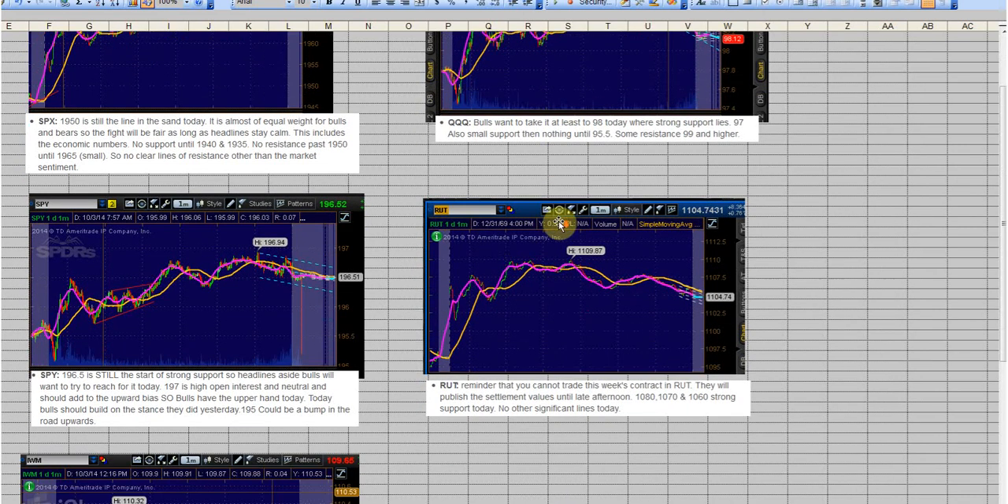The RUT, that's the small caps, one of the indices there for the small caps. I said, reminder, you can't trade it today, this week's contracts. However, this was the only clear winner this week. We definitely had 1080 support and 1060 worst case scenario, and that was solid support, and that's what stopped the markets yesterday, in my opinion.